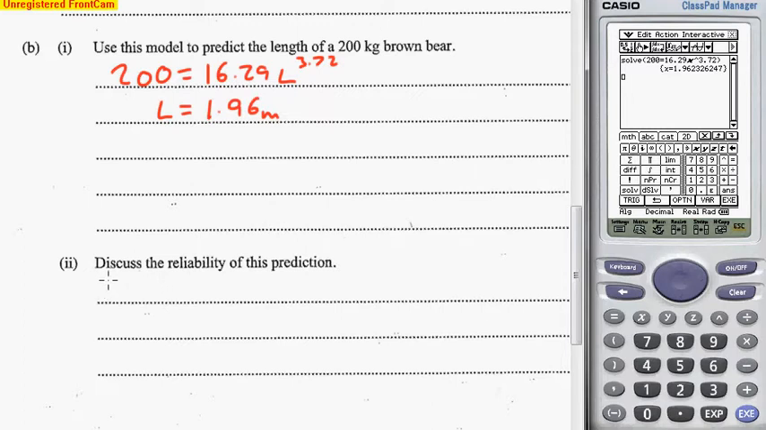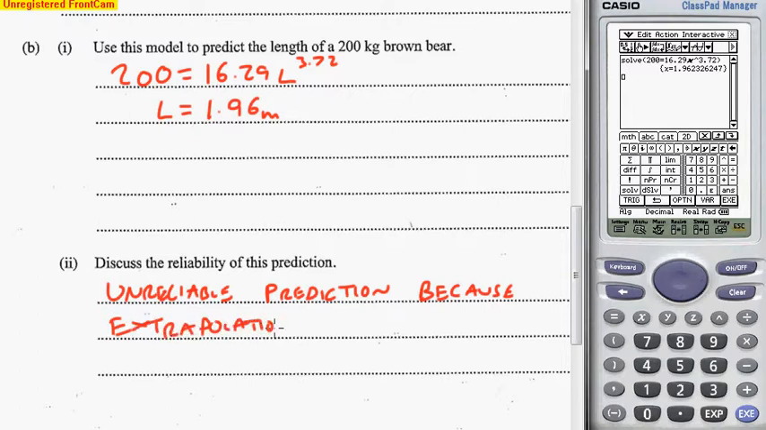So I shall just write: unreliable prediction because extrapolation has been used. Or in other words, outside the data range. And that is that.